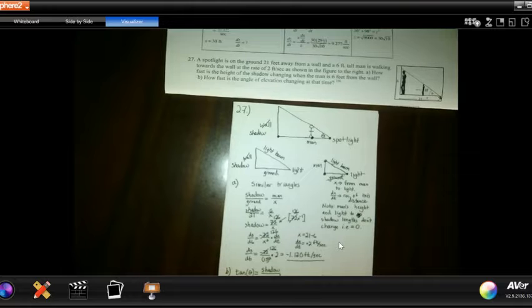A spotlight is on the ground 21 feet away from a wall, and a 6-foot tall man is walking towards the wall at a rate of 2 feet per second, as shown in the figure to the right. And then we're going to answer two questions. The first one: how fast is the height of the shadow changing when the man is 6 feet from the wall? Second question: how fast is the angle of elevation changing at that same time?